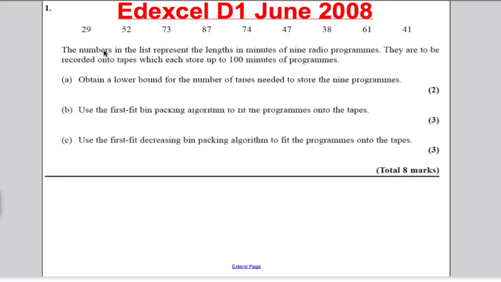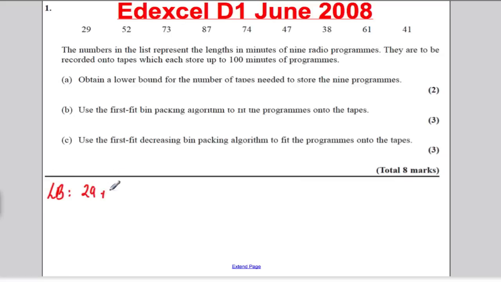Here are our numbers. The numbers in the list represent lengths in minutes of 9 radio programs. They are to be recorded onto tapes which can each store 100-minute programs. Obtain a lower bound. So for the lower bound, it's nice and easy, this one. You simply add up the numbers.